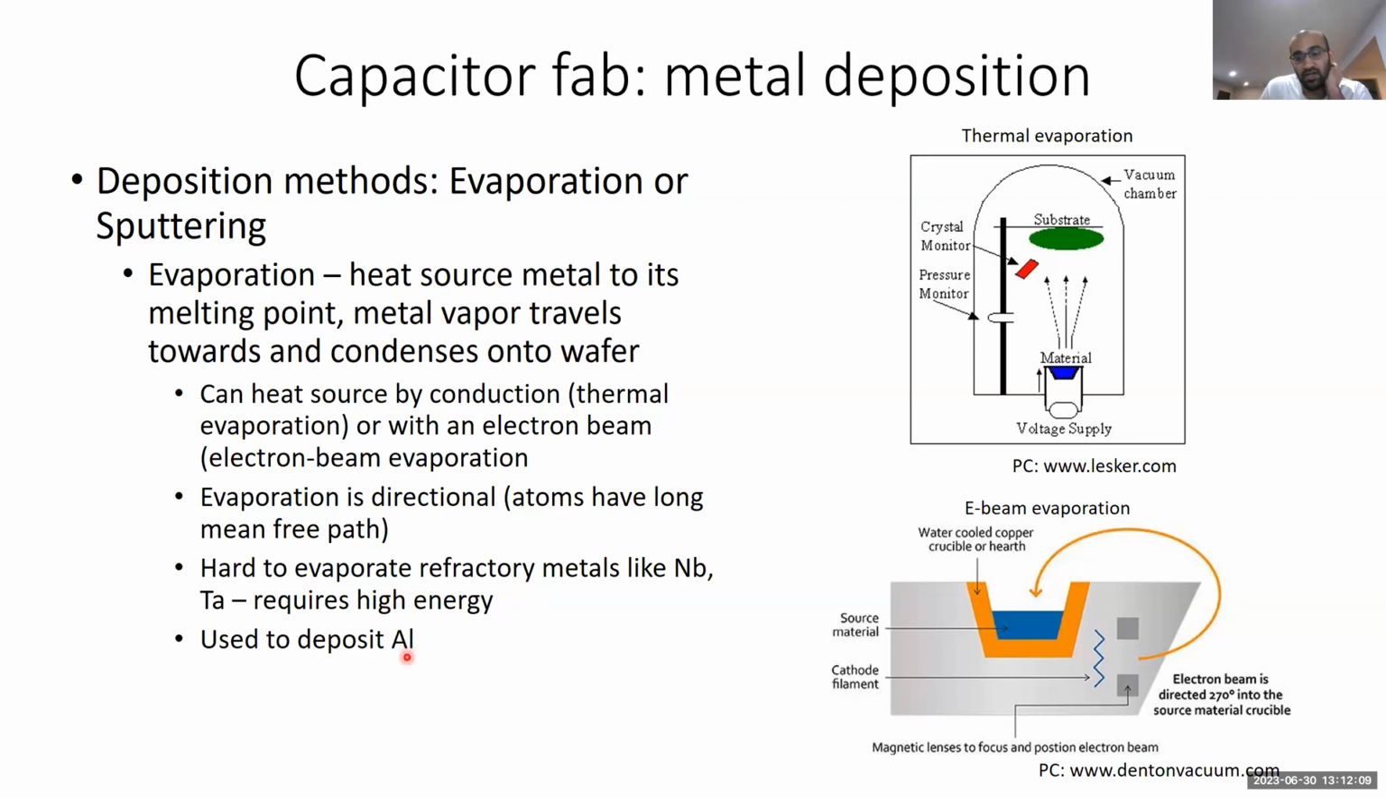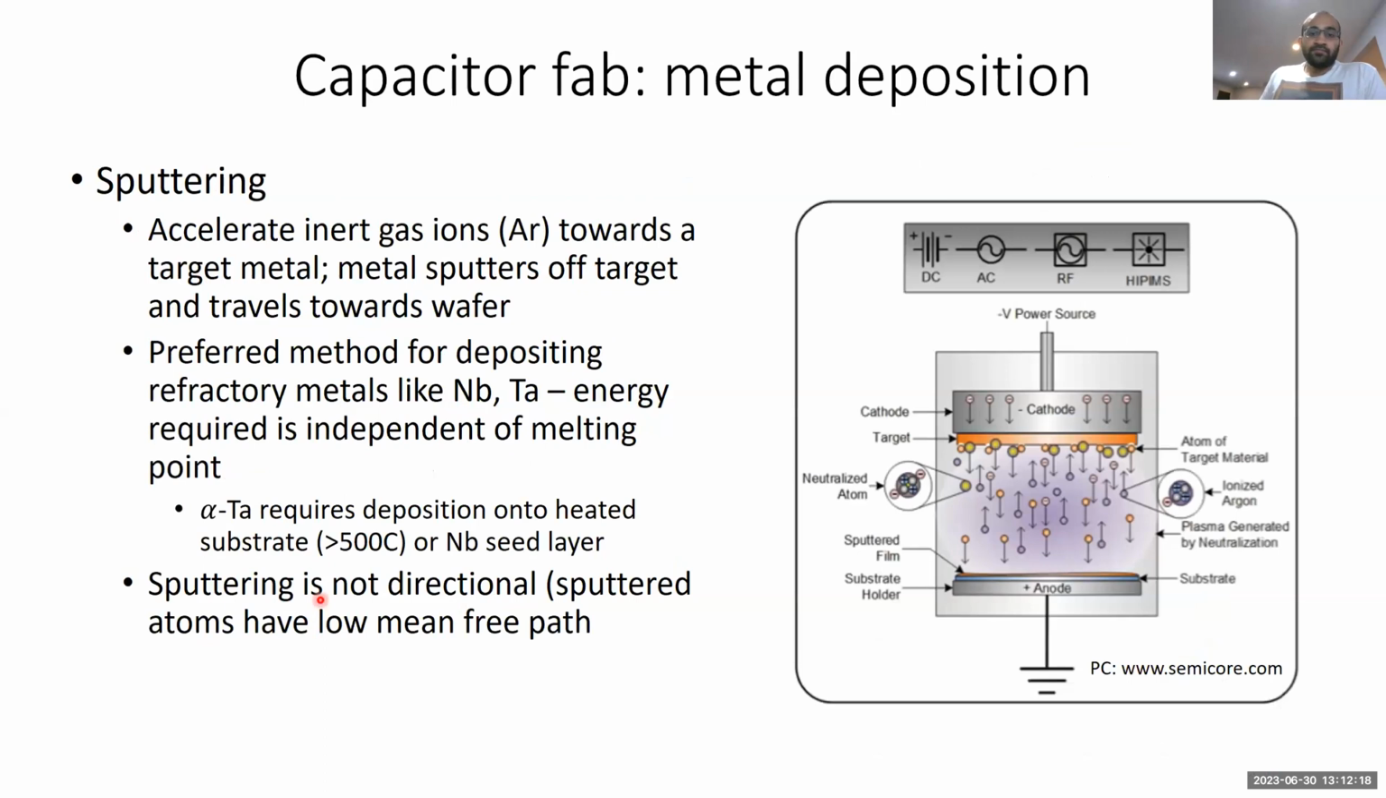Despite that, depositing good quality aluminum films is really quite doable because aluminum has a much lower melting point. It's much easier to evaporate. So the other method of metal deposition is sputtering.